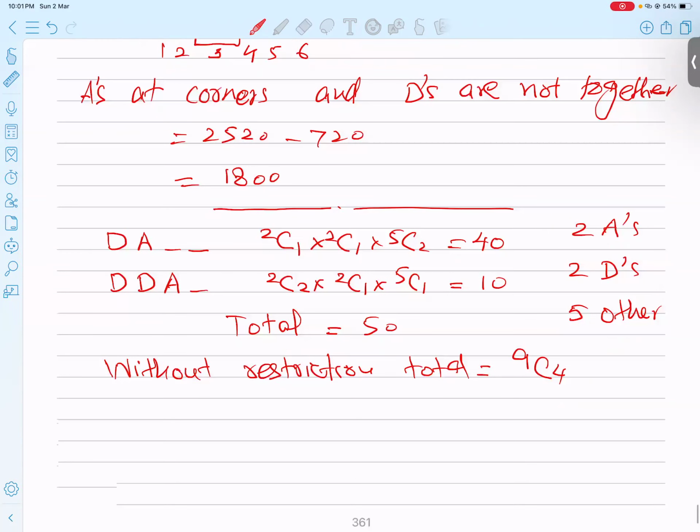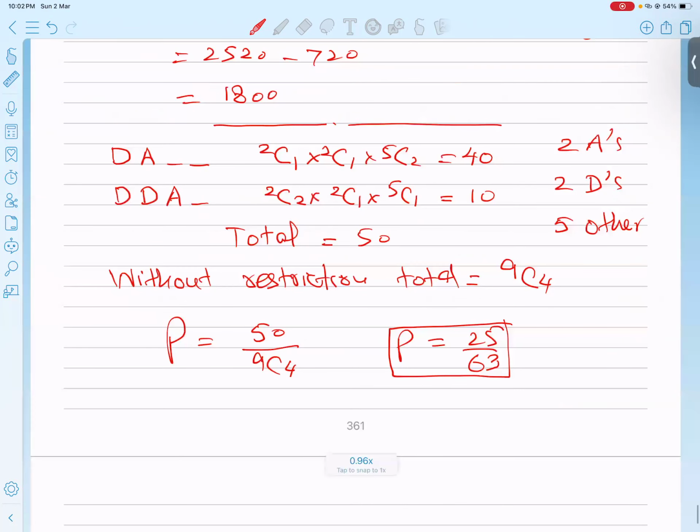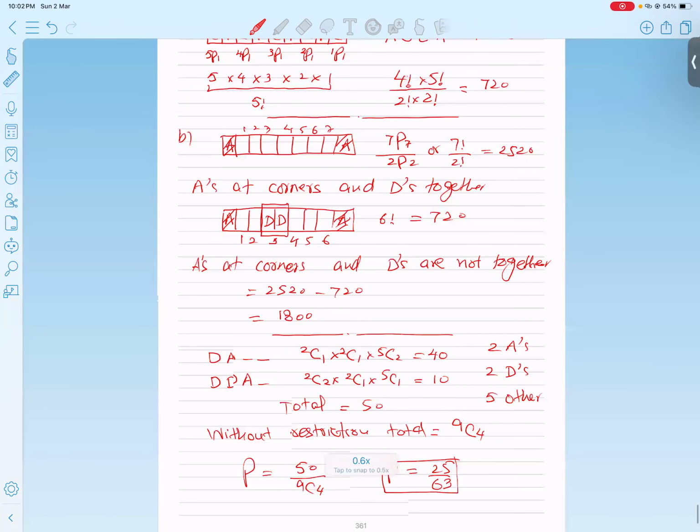So the probability answer is 50 divided by 9C4. Let me check in the calculator. So 50 divided by 9C4 turns out to be 25/63. And I hope the concept is completely clear. And this question is completely over.